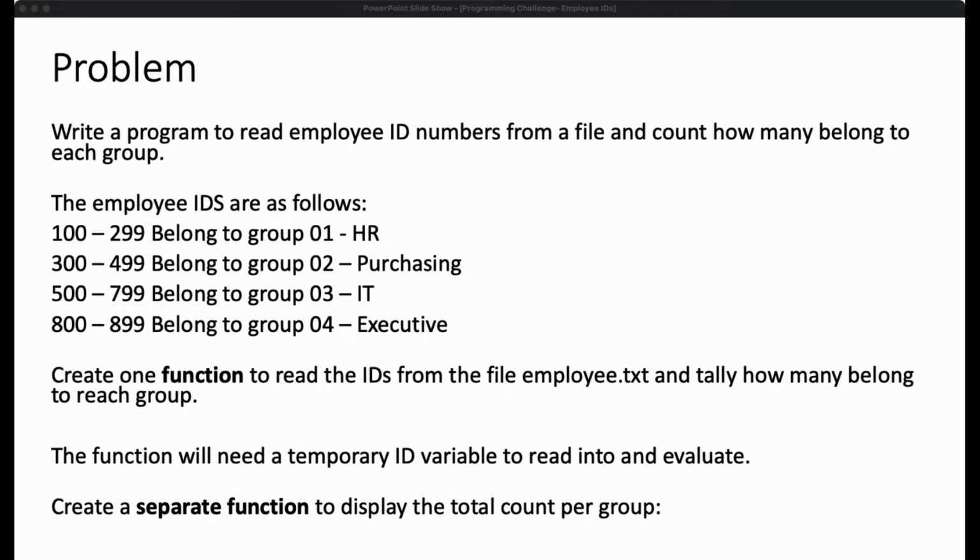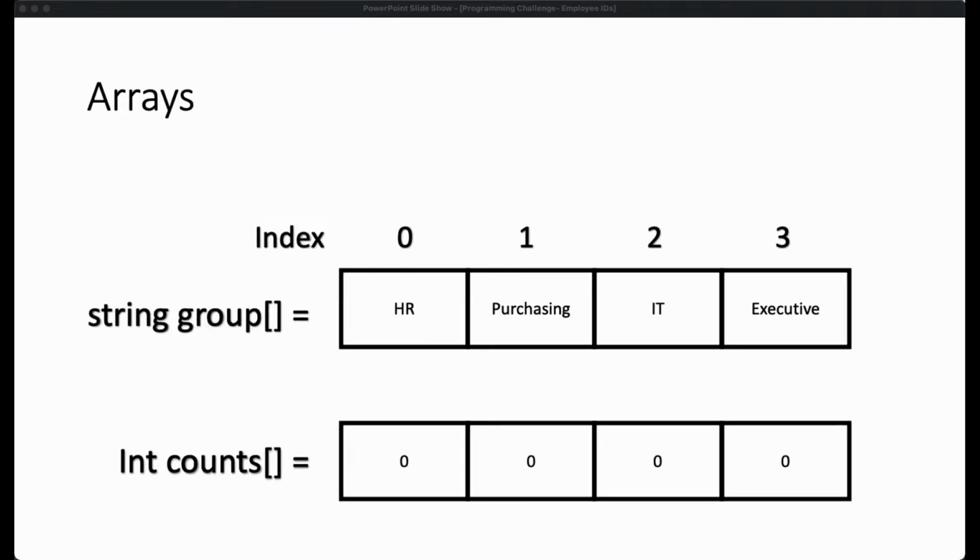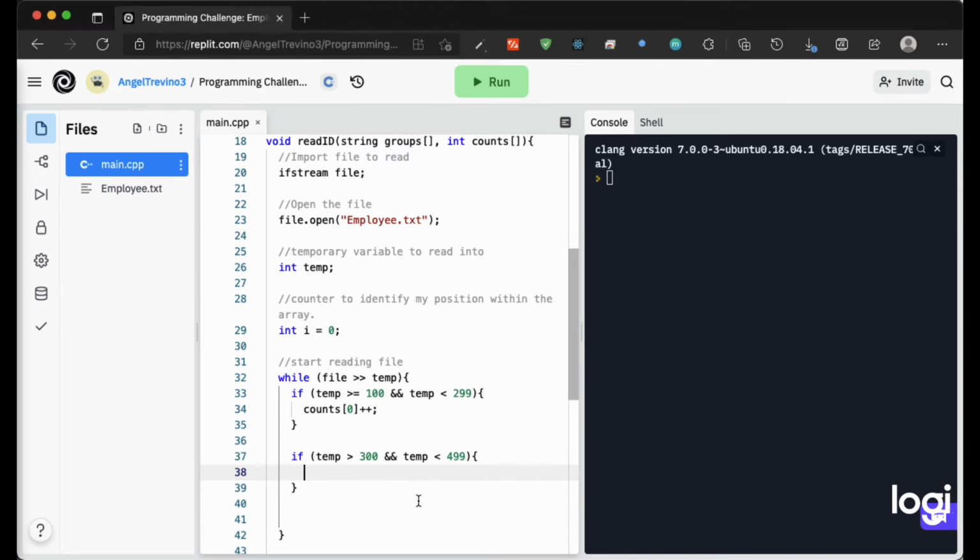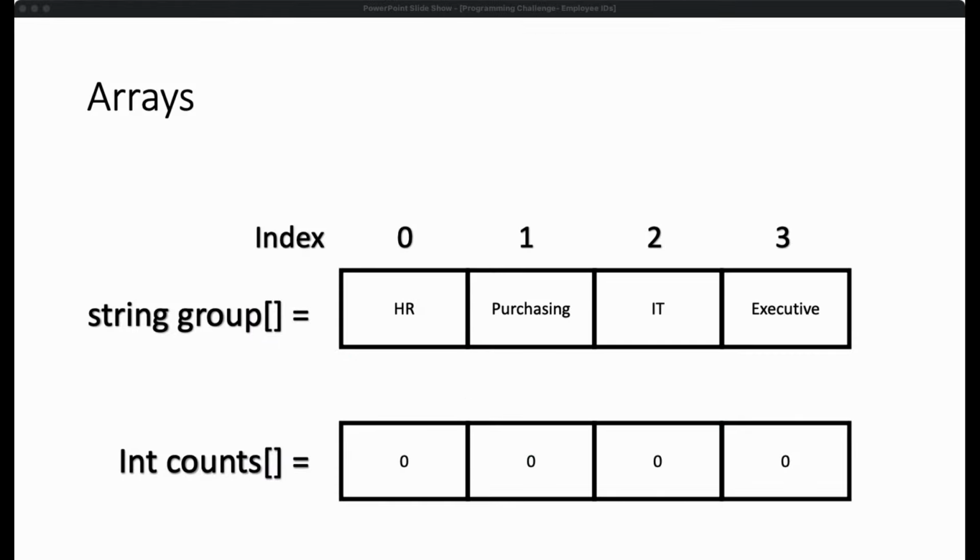Why 1 and not 2? Because our purchasing department is index number 1. And again, in programming, we always start with 0. So 0 index is our first element in that array. Index 1 is our second element in that array. So we are going to add 1 to the second count. So this is going to be counts element 1 or index 1 plus plus. And this should add 1 to that specific element in that array if that number falls within that range.